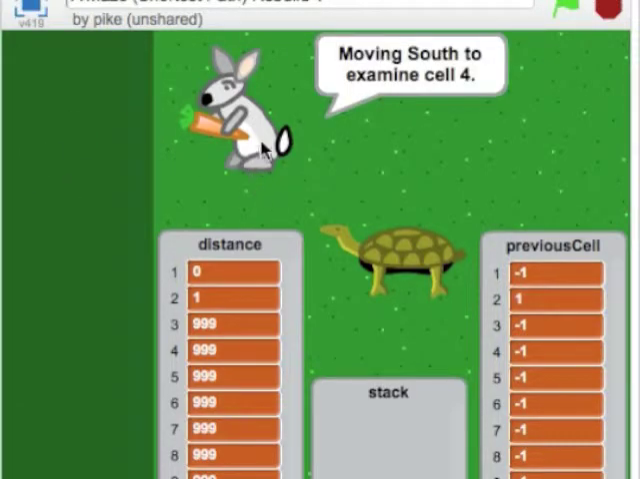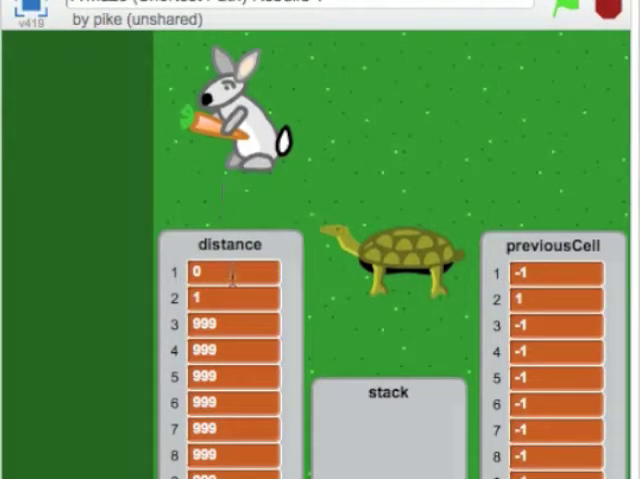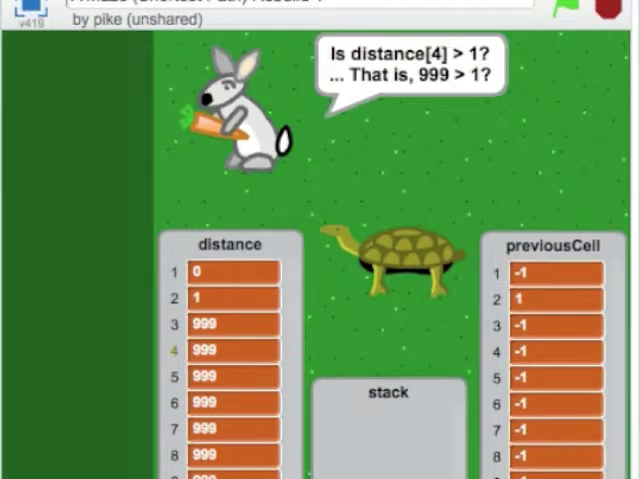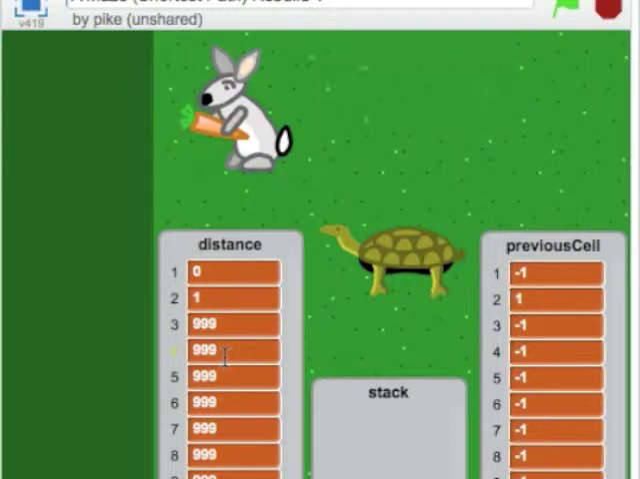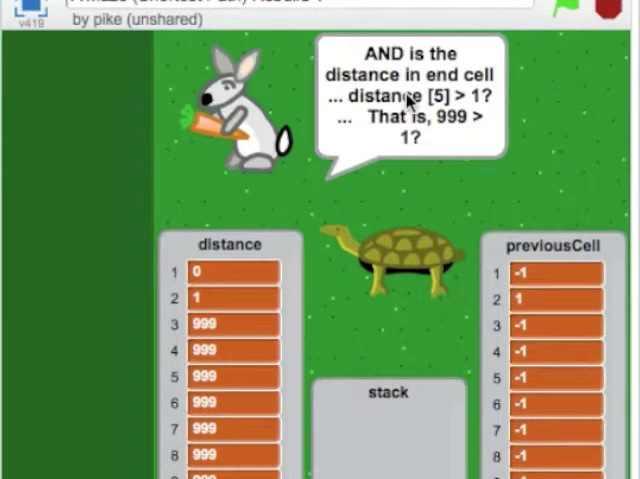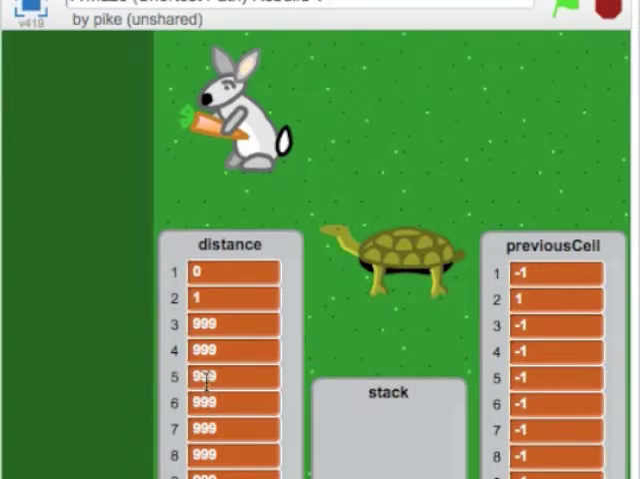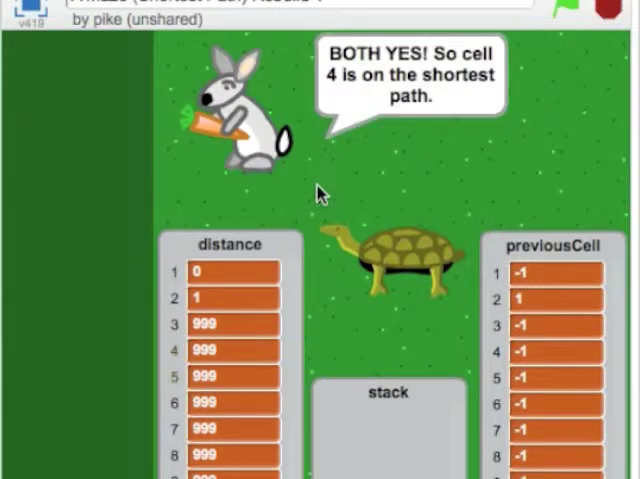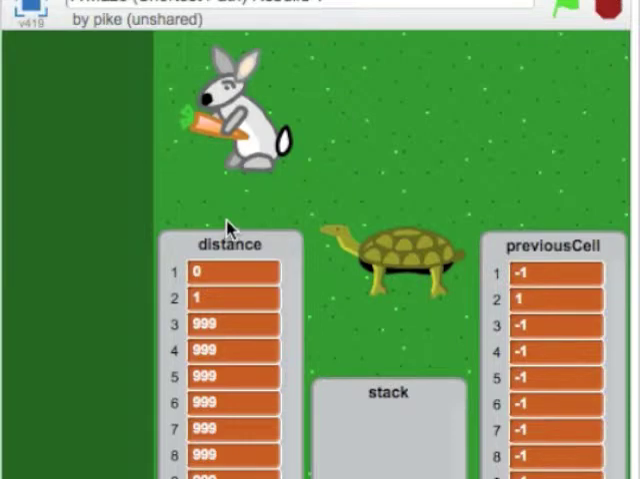Now we're going to explore cell 4. Remember that we're still exploring the cells around the rabbit. Again, I'm going to look at my distance table for the cell I'm exploring and ask if it's greater than 1. And it is. 999 is greater than 1. Then I'm going to look at the distance table for the turtle cell, and I'm going to ask whether it's greater than 1. And it is. 999 is greater than 1. So I answered yes to both questions, and that means that cell 4 is on the shortest path.